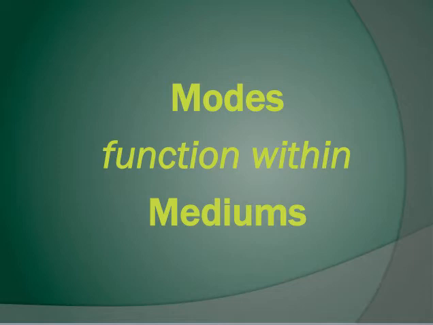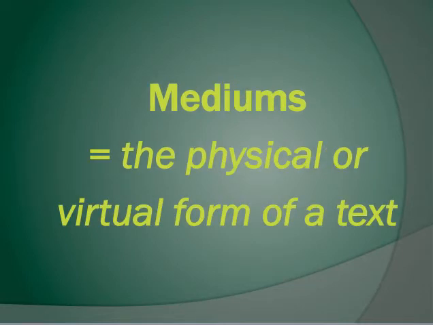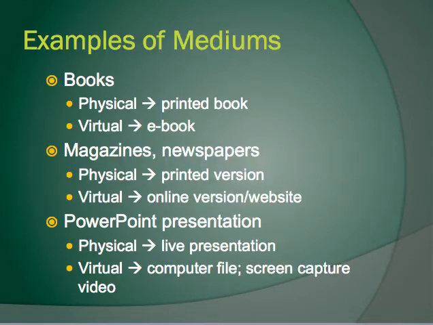But modes function within different kinds of medium. Mediums are the physical or the virtual form of a text. For example, a book is a medium, but because of the invention of e-readers like Kindles, that medium can now either exist physically as a printed book or virtually as an e-book. Magazines and newspapers can exist in their physical print version or in the online version. A PowerPoint presentation is a medium that can exist physically in the medium of a live presentation or virtually in the computer file or in a screen capture video like the one you're watching right now.